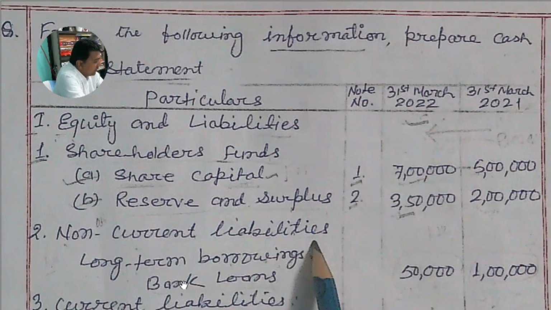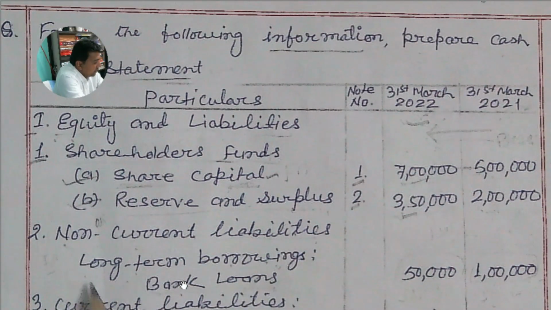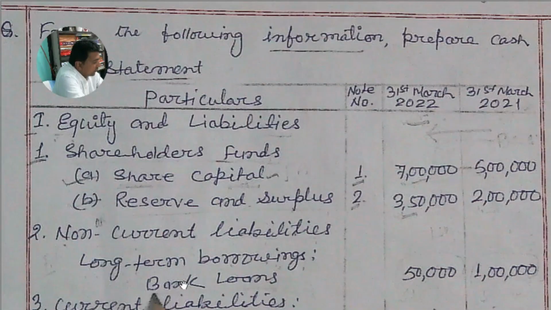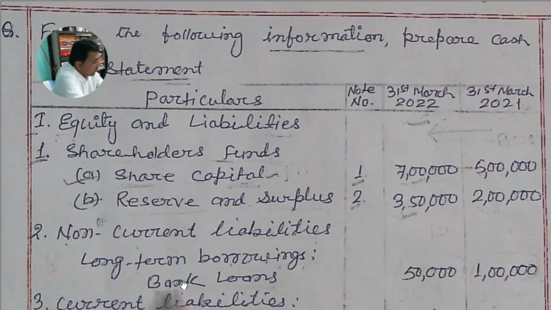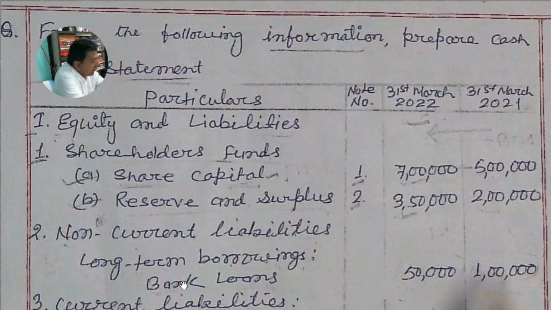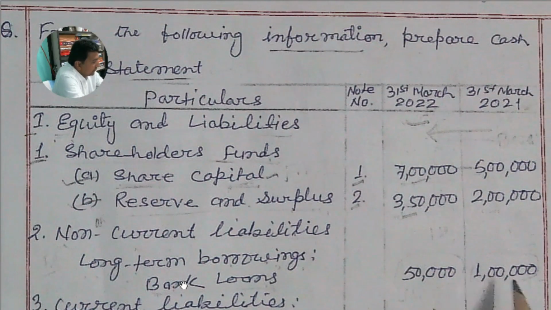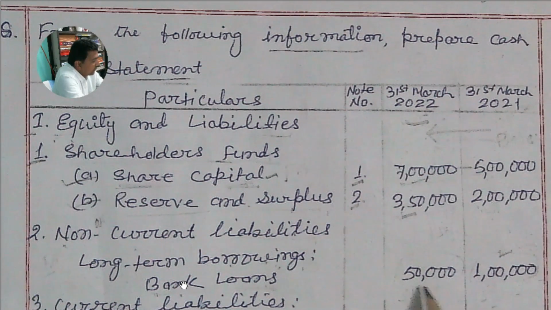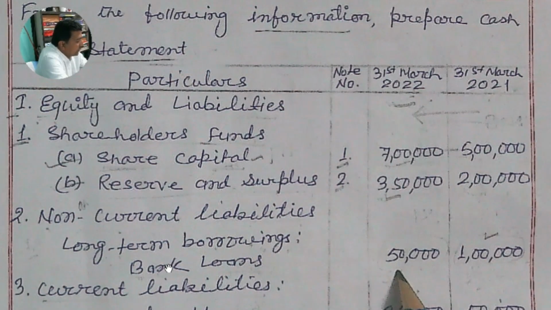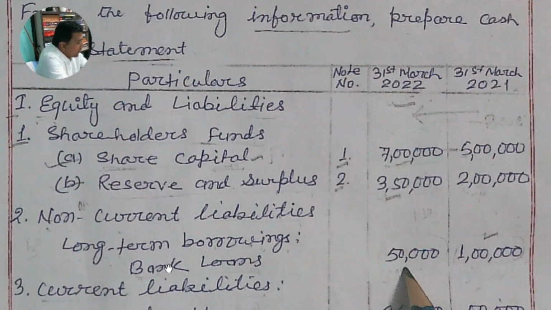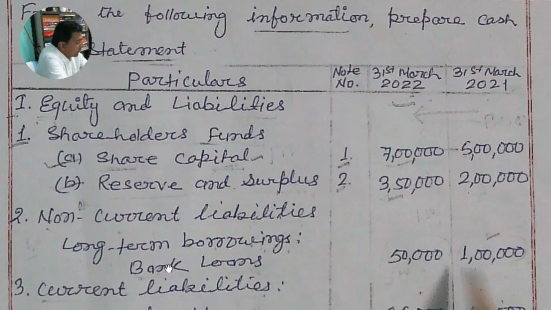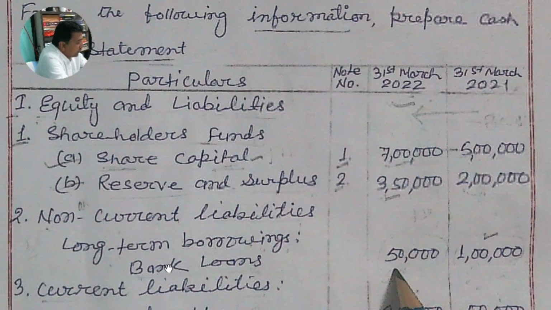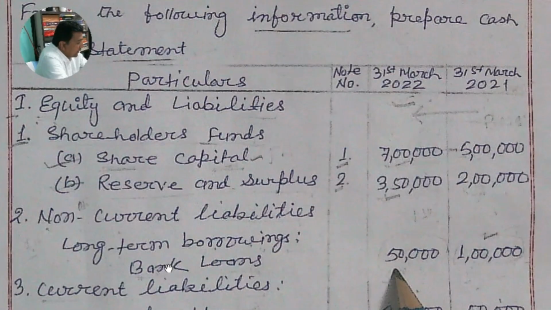Similarly, non-current liabilities, this is the major head, and under it long-term borrowing, minor head, and then the subhead bank loans. The loan amount taken by the business from the bank is shown in 2021, and it is showing 50,000 in the year 2022. It means that during the year 50,000 of bank loans was repaid, and the balance 50,000 is still there to repay the banker.